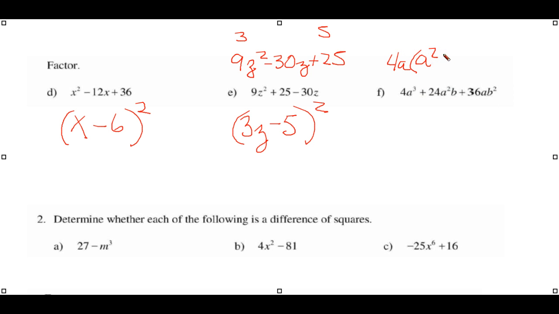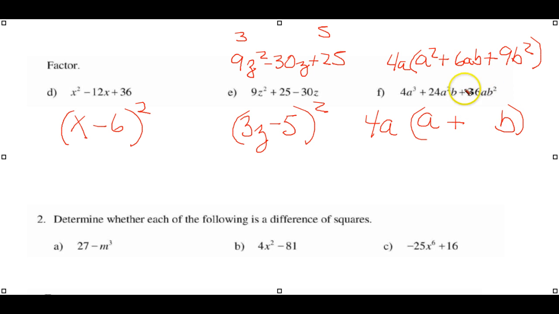A squared plus 6ab plus 9b squared. So we get 4a, and the square root of that is a, the plus here, and we're going to get a b there. Half of 6 is 3, the quantity squared, and if we use that special technique, we get that, and if we multiply by 4a, we get this.